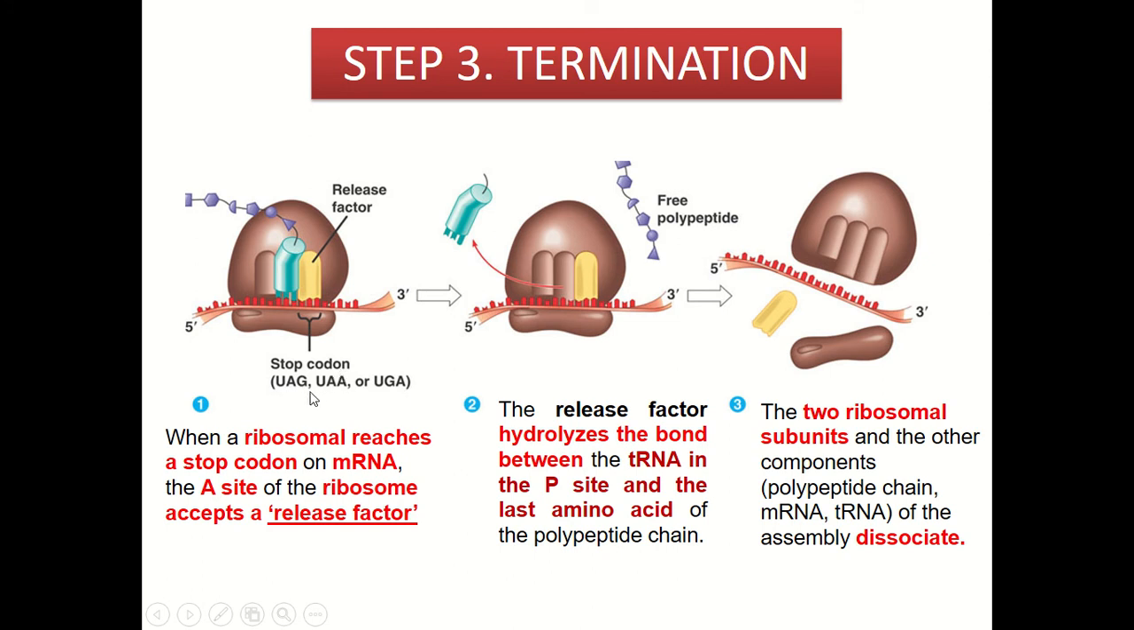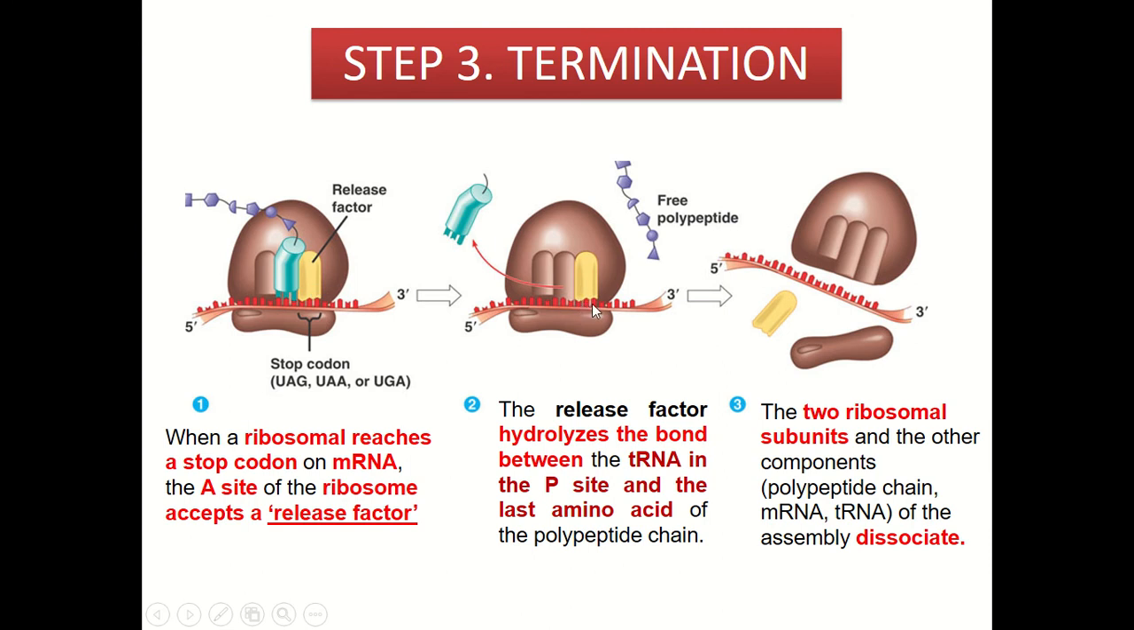The stop codon is UAA, UGA or UAG. So if we have UAG here, UAG will call for the release factor, and the release factor will bind to the A site of the ribosome, because the A site of the ribosome always receives the arrival of the new component. Okay, so they will accept the release factor.